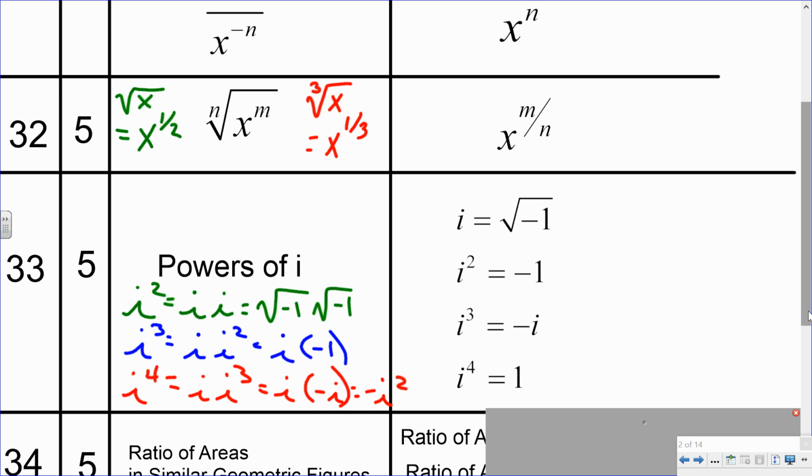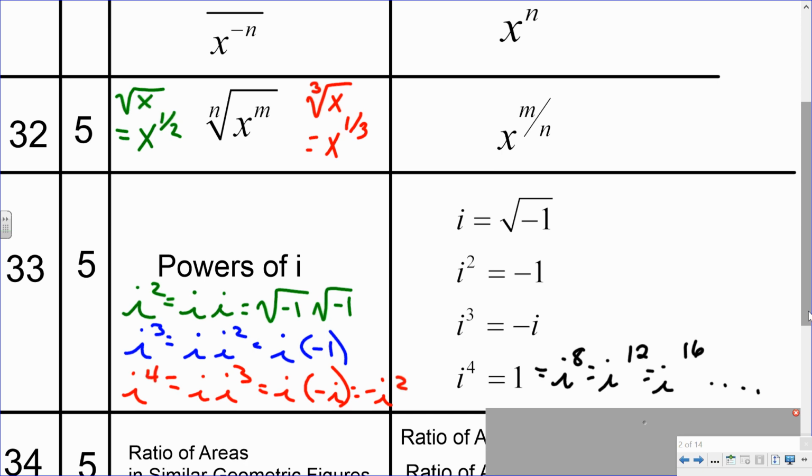So what happens is, every time that our exponent is a multiple of 4, i to the 8th, i to the 12th, i to the 16th, and so on, it is 1. So if we are simplifying i to great big powers, we factor out i to some multiple of 4 and see what we're left with. So far, so good? Okay, we will do the ratio of areas formula and the diagonal formula in a little bit, so just set those formula pages aside, and we will come back to those.